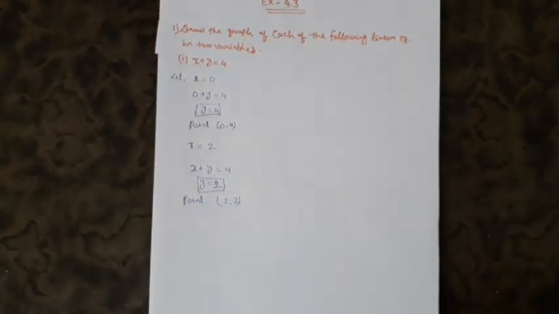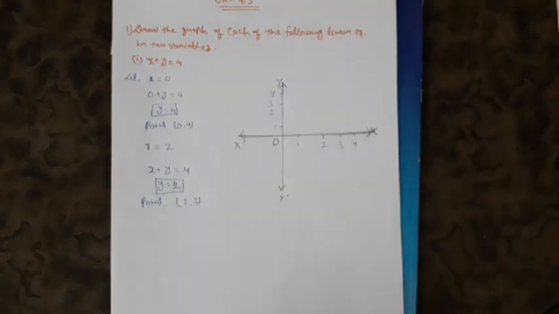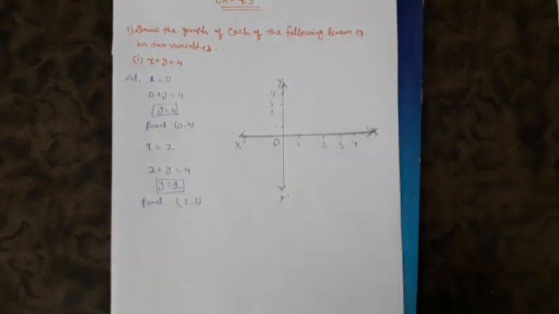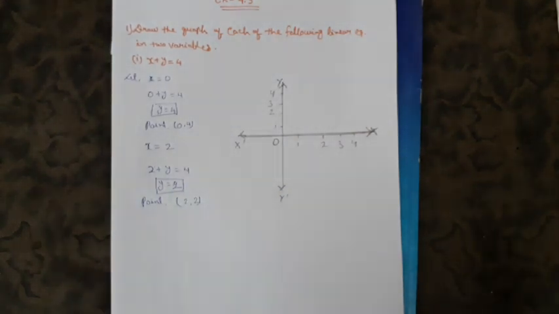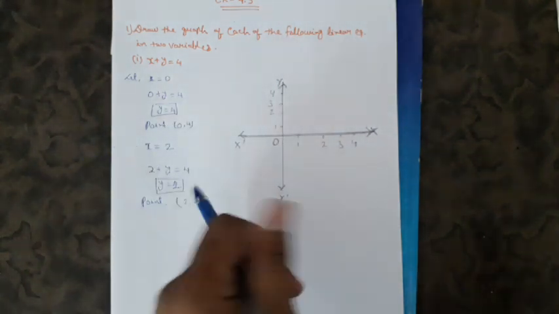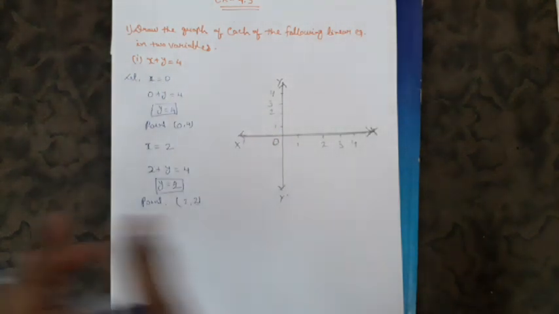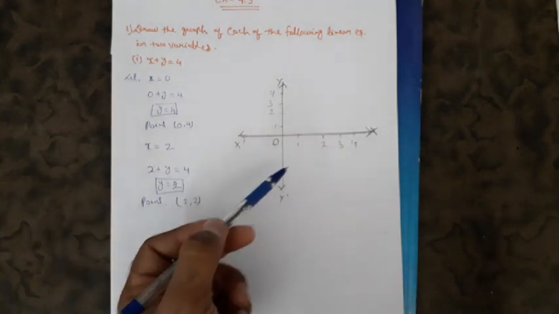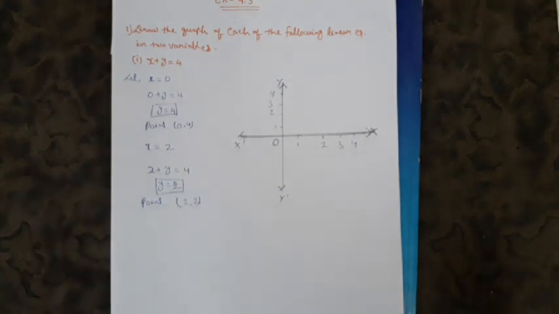Now what we have to do is draw the graph. So let us see how we draw. The solutions of this equation are, first (0, 4), and second (2, 2). Here I have drawn a Cartesian plane, and both values are positive, that's why I have taken only the positive side. If you get a negative value, then you could draw the negative side also here.